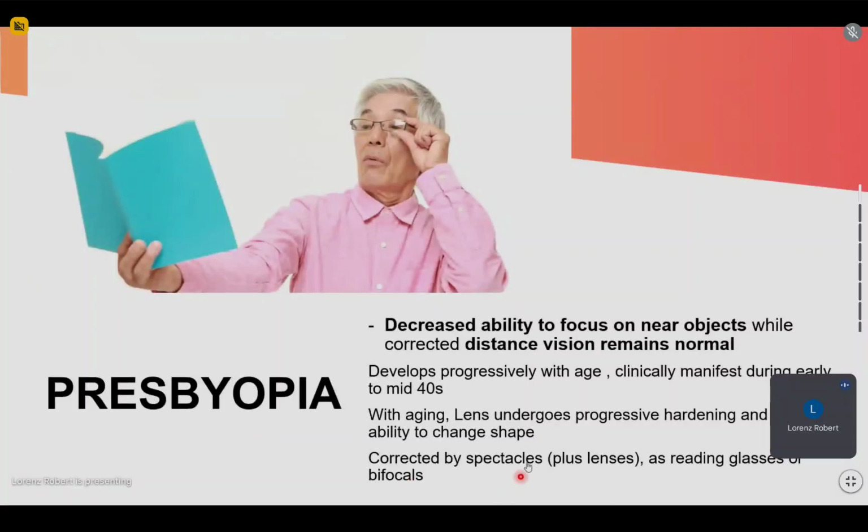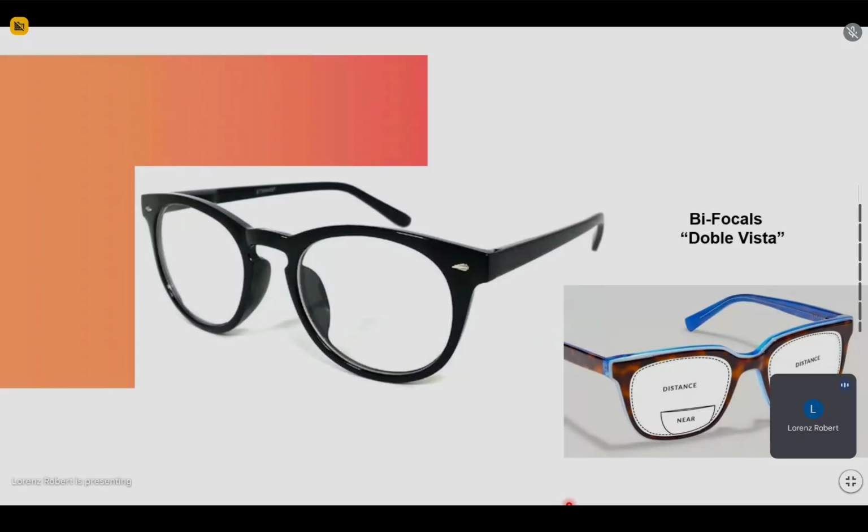So how do you treat it? You put plus lenses, as reading glasses or bifocals. So these are reading glasses and bifocals, or double vision glasses. So there's distance and there's near. Okay?